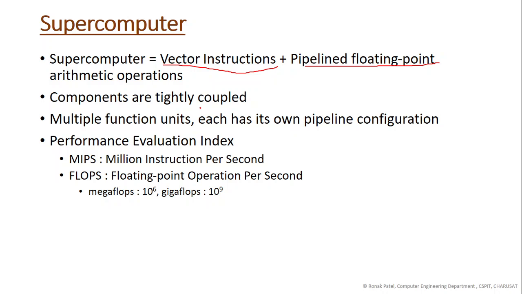And how to measure the performance of a supercomputer? MIPS and FLOPS are used as performance metrics. MIPS is million instructions per second, so how many million instructions per second you can execute. Another is floating point operations per second, that is FLOPS. Megaflops, gigaflops, that is just a representation of 10 raised to 6 and 10 raised to 9, mega and giga. But performance measurement is possible using MIPS and FLOPS.